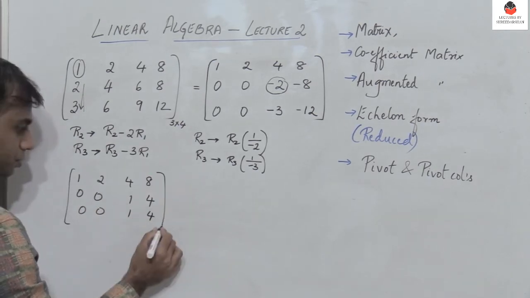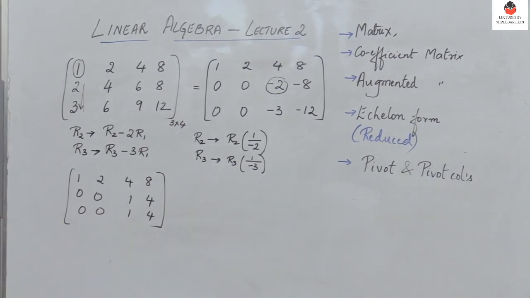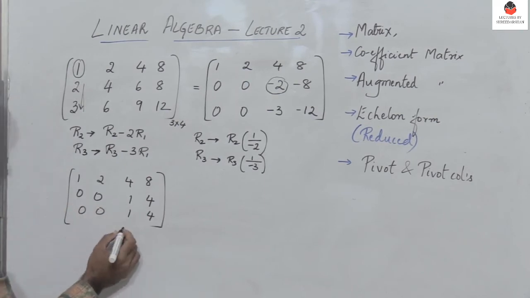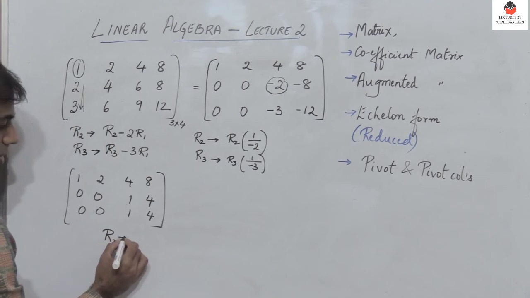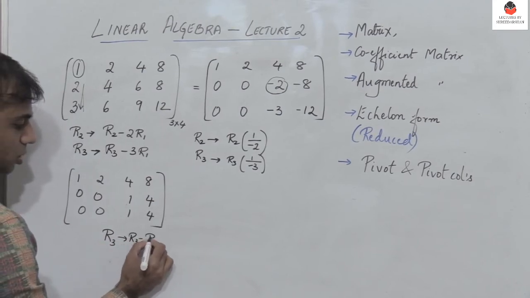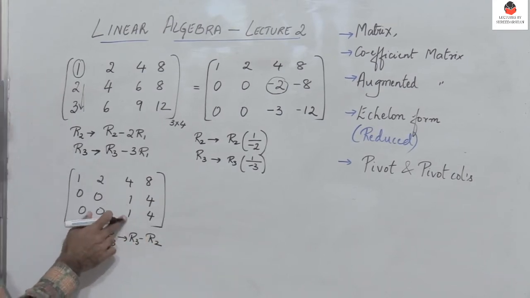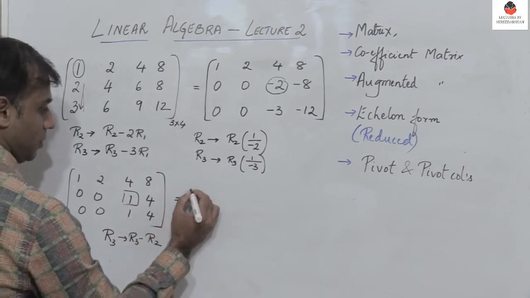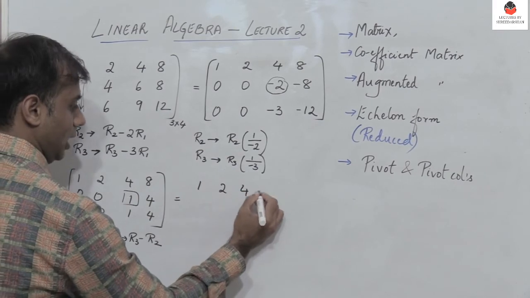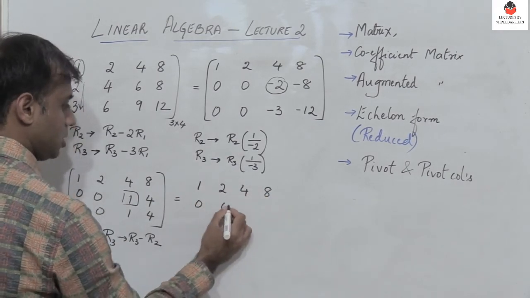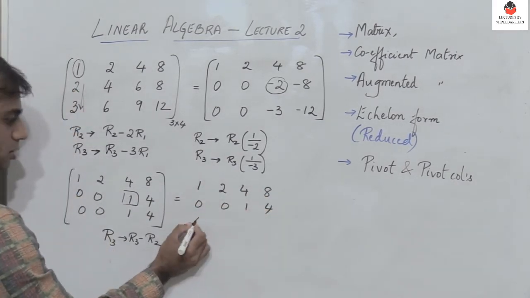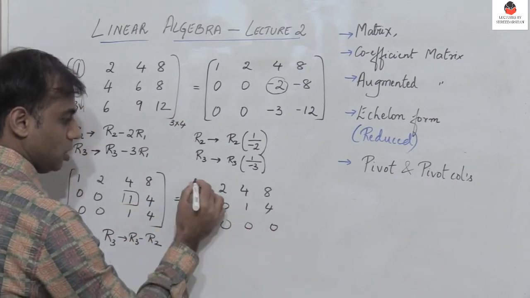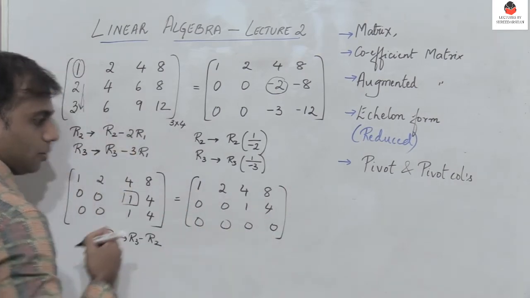Now what do we observe? We observe that the second and the third row are one and the same. So perform the row operation: R3 is R3 minus R2, because this element has to be made 0 and this is the leading element. So we have 1, 2, 4, 8, 0, 0, 1, 4, 0, 0, 1 minus 1 is 0, 4 minus 4 is 0, and this is the echelon form.